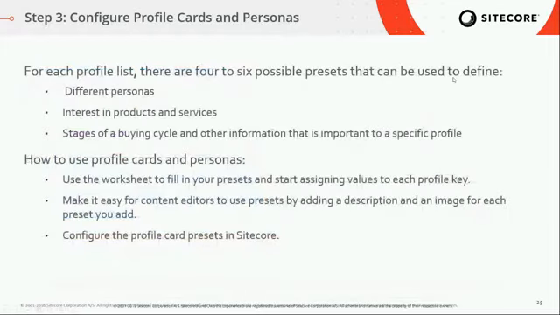All right, let's finish this out here. Step 3, configuring your profile cards and persona. Here are your tips. For each profile, list 4 to 6 possible presets so you can decide what your different personas are, and what interests they're showing you in your service or product. There are stages of certain cycles in your world. Take your profile cards and personas, create your spreadsheet, fill in your presets, assign your values, and make it easy for your content editors. Please, this cannot be drilled in deep enough.